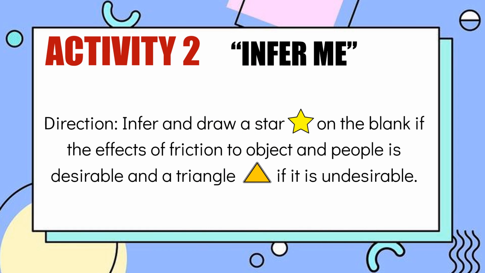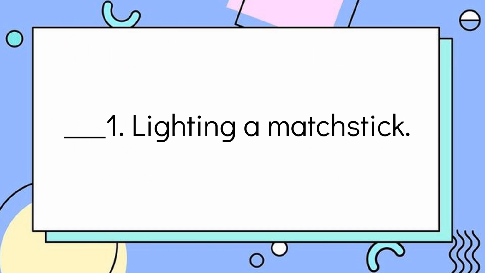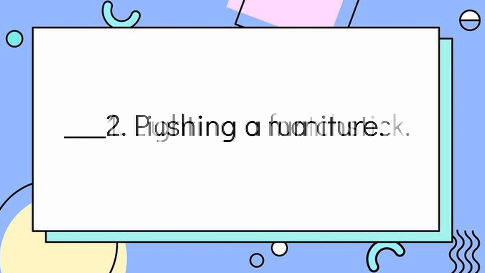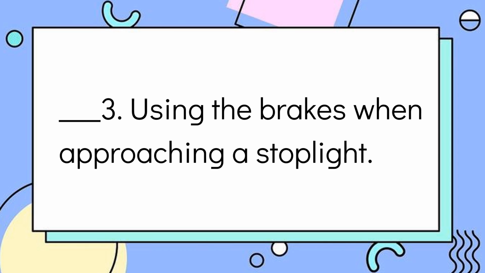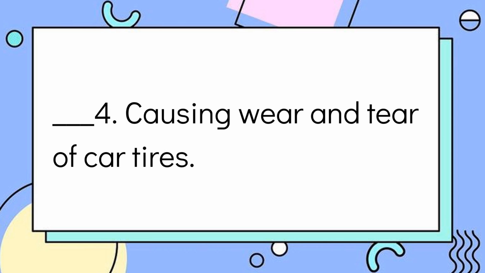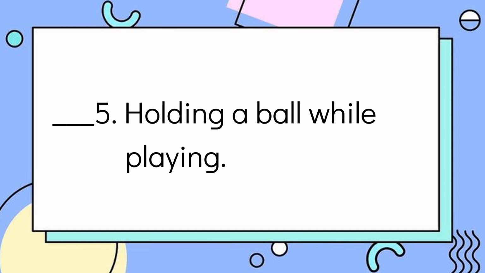Activity 2. Infer me. Infer and draw a star on the blank if the effects of friction to object and people is desirable and a triangle if it is undesirable. Number 1. Lighting a matchstick. Number 2. Pushing a furniture. Number 3. Using the brakes when approaching a stoplight. Number 4. Causing wear and tear of car tires. Number 5. Holding a ball while playing.